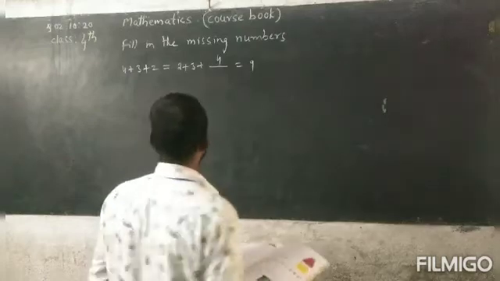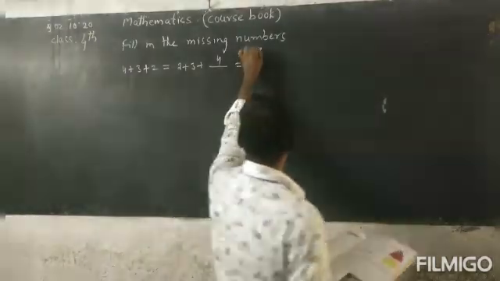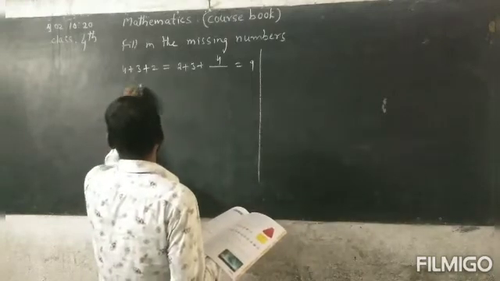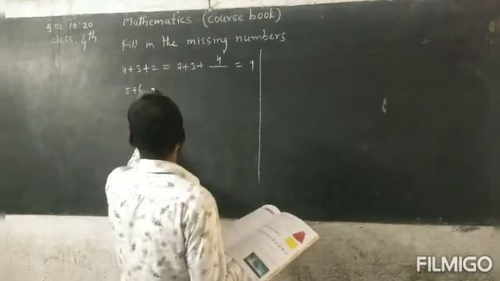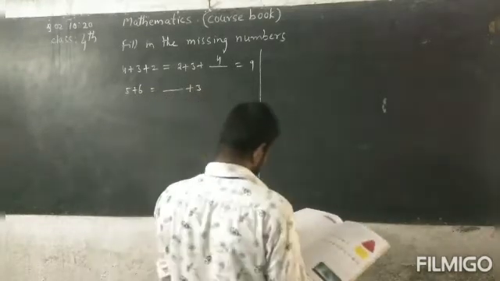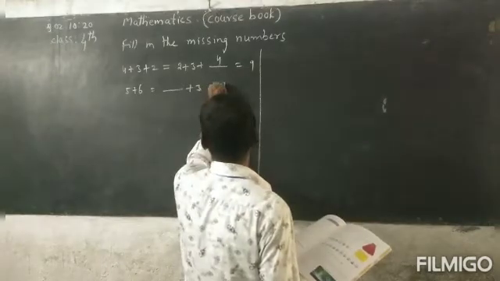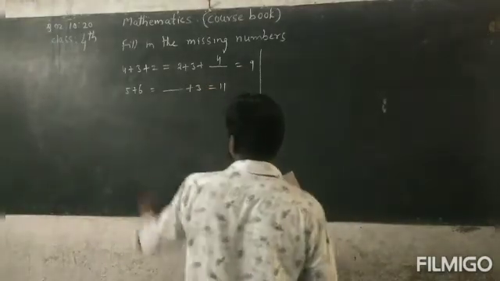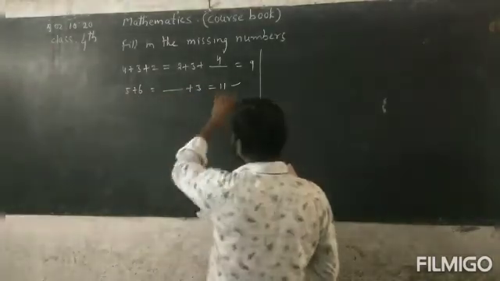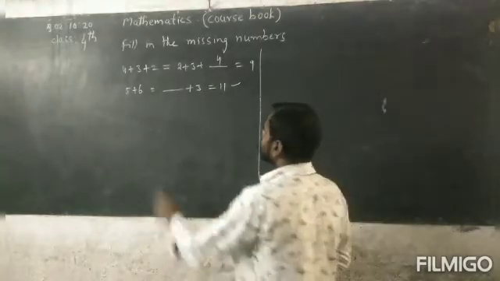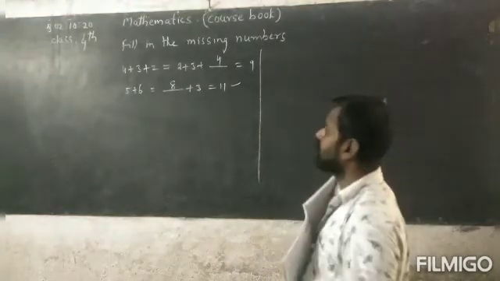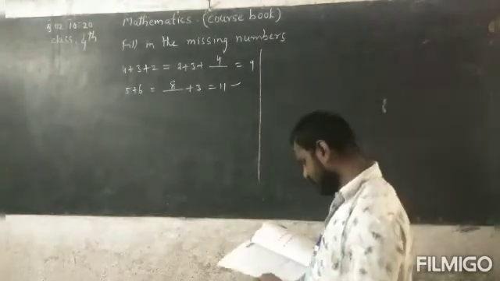Now next, 5 plus 6 is equal to dash plus 3 is equal to 11. 5 plus 6 is 11. Next, dash plus 3 is equal to 11, beta. You can write here which number? 8 plus 3. 8 plus 3, that is 11.